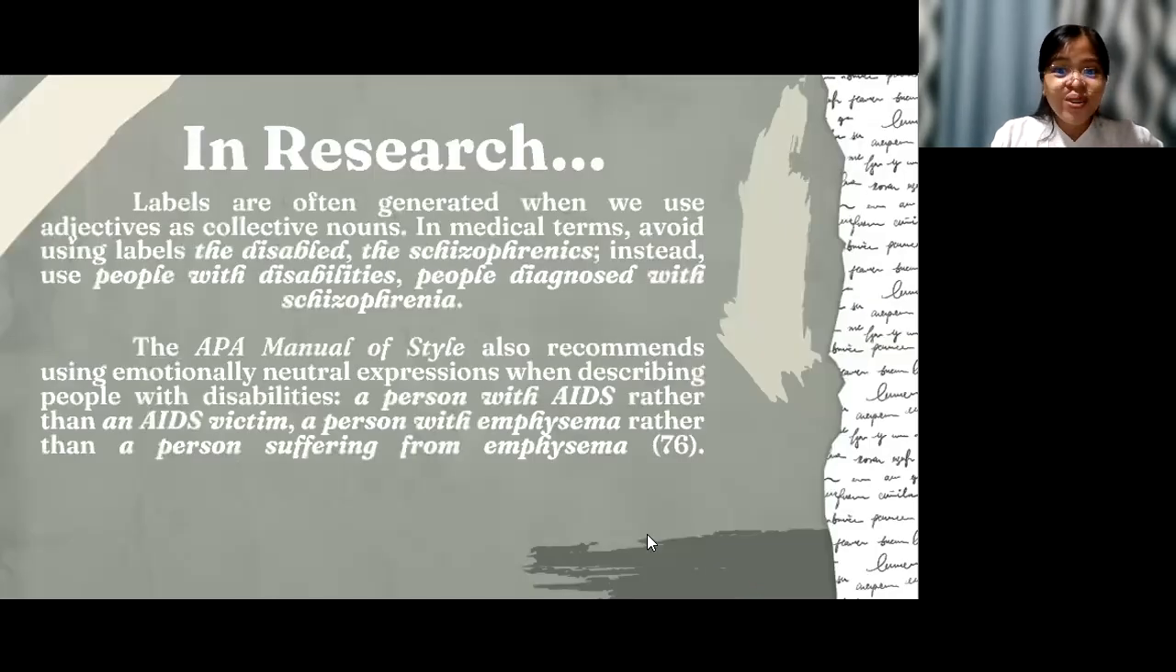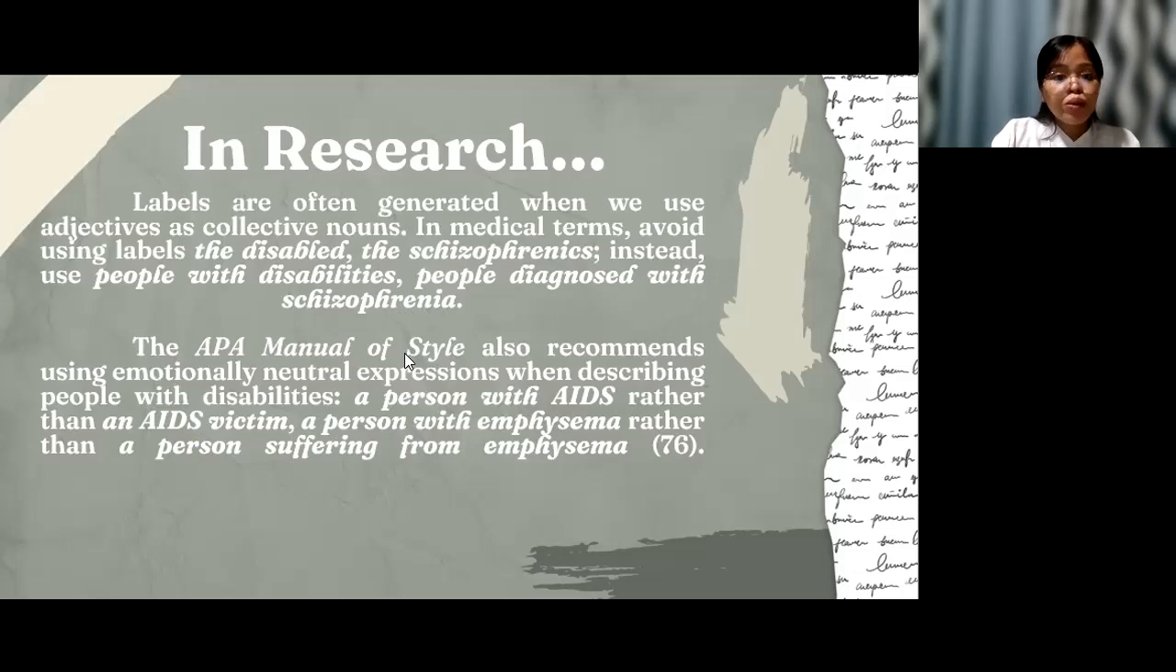In research, I also did a lot of research, of course. Labels are often generated when we use adjectives as collective nouns. In medical terms, avoid using labels like the disabled. Do not say this to our PWD, or people with disabilities; do not say you are so disabled. It is very hurtful. Or the schizophrenics. Instead, you say people with disabilities, or the PWD, or people diagnosed with schizophrenia. It has something to do with medical or mental health conditions.